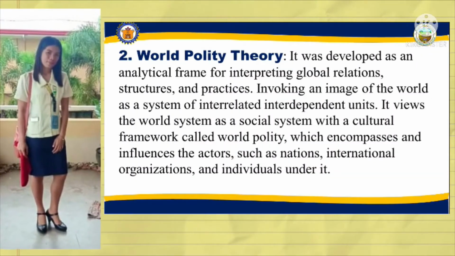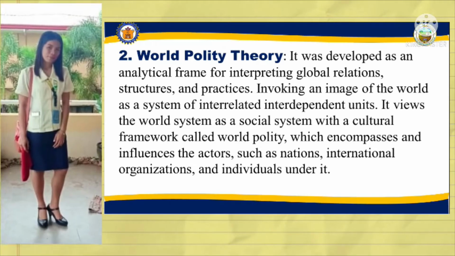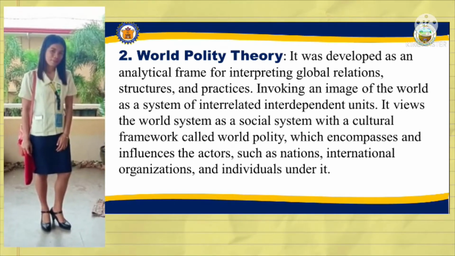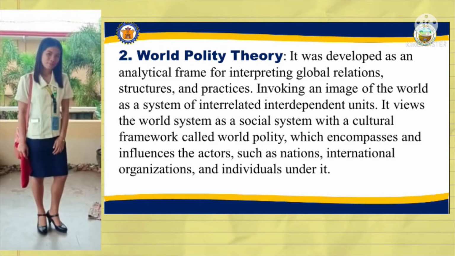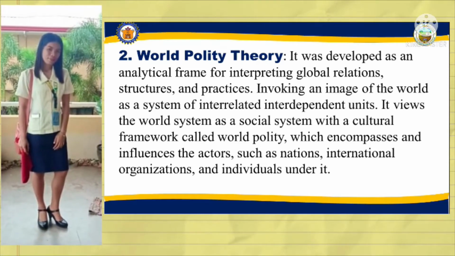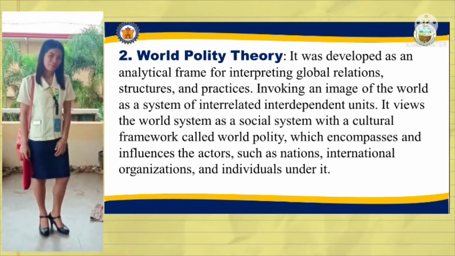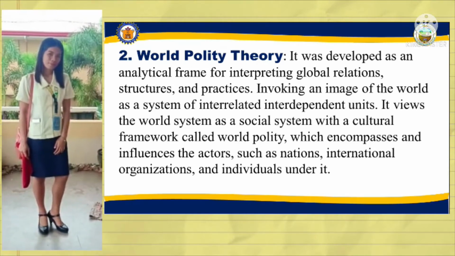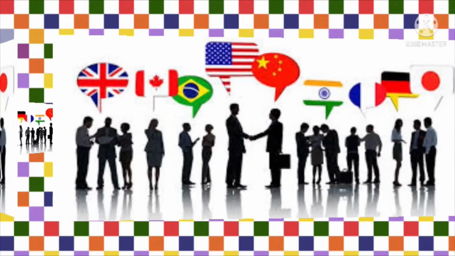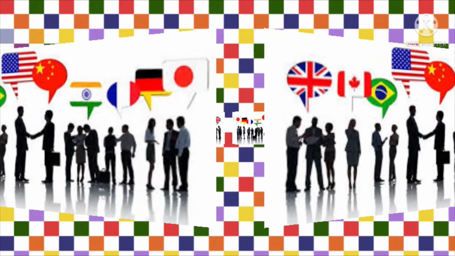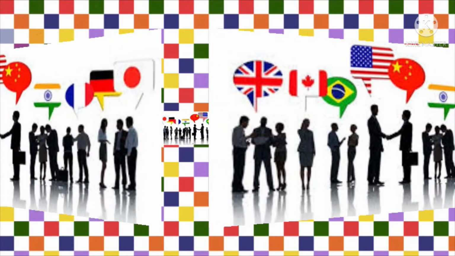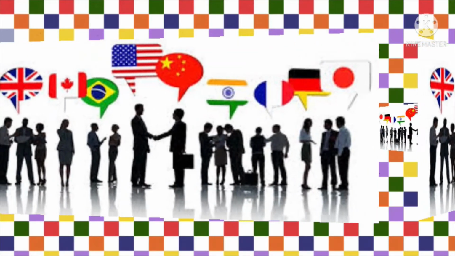The world polity theory. It was developed as an analytical frame for interpreting global relations, structures, and practices, invoking an image of the world as a system of interrelated, interdependent units. It views the world system as a social system with a cultural framework called world polity, which encompasses and influences the actors such as nations, international organizations, and individuals under it. It provides a sociological institutionalist account of the global relations within a cultural model, positing norms and identities for actors and prescribing related actions and goals.